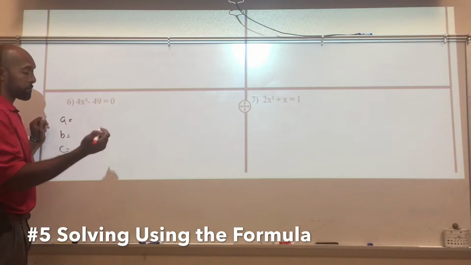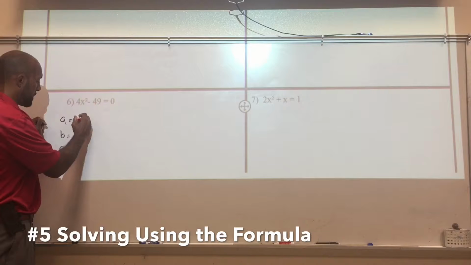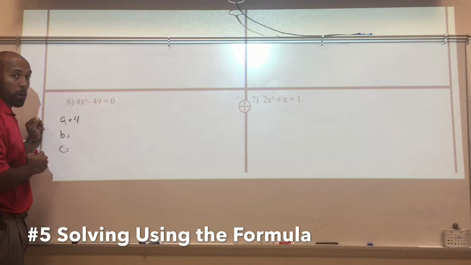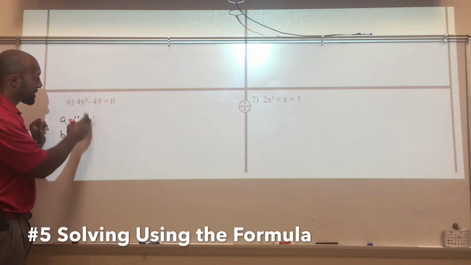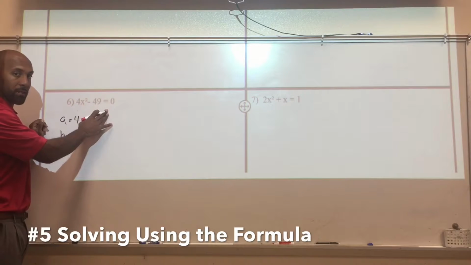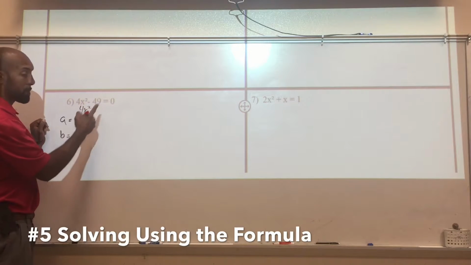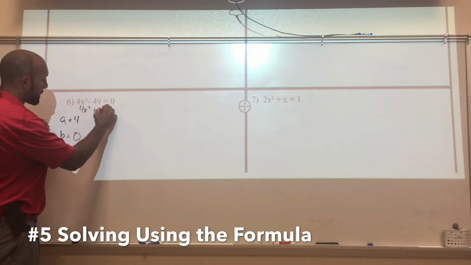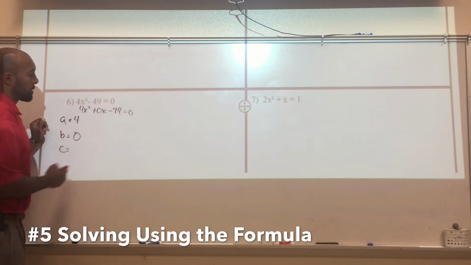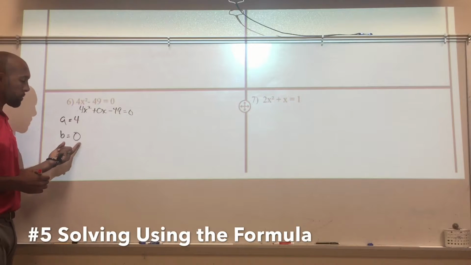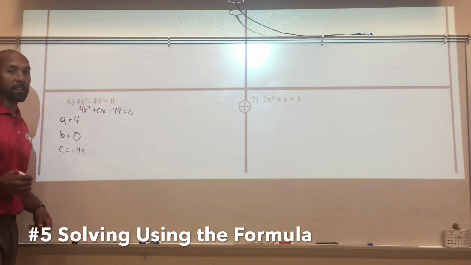1 is 0. Well, remember, the number next to x squared is your A, so 4. The number that's next to x is your B, but there is no number next to x, so that means it's 0. So 4x squared, the middle number is missing, so basically it's 0x, and then minus 49. Okay, so that way we know B is 0, and then the last number, negative 49, is our C.